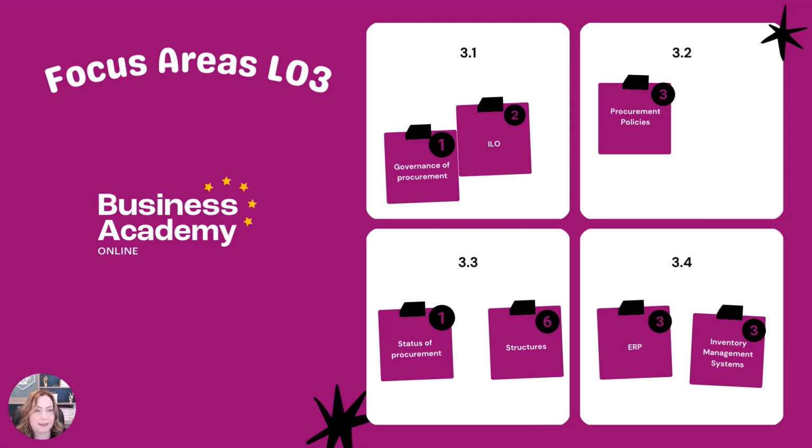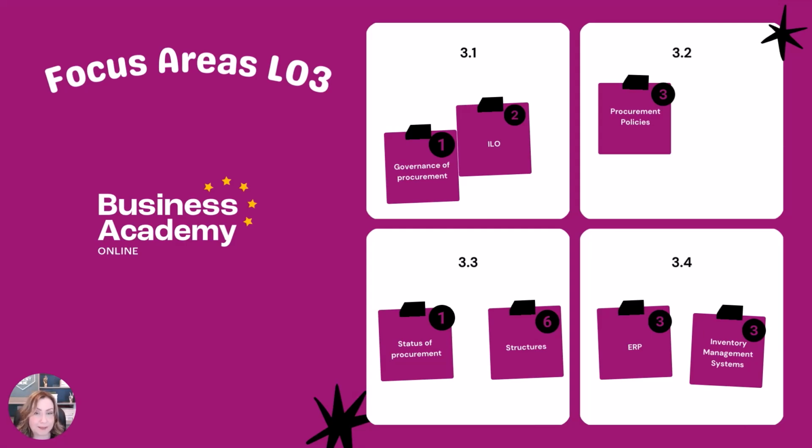So if we look at the focus areas here, we have governance of procurement and ILO, part of 3.1. Governance has come up specifically on its own once, but please bear in mind that some of the more later PM reports, principal marker reports, are incredibly vague. So it makes our job really difficult.